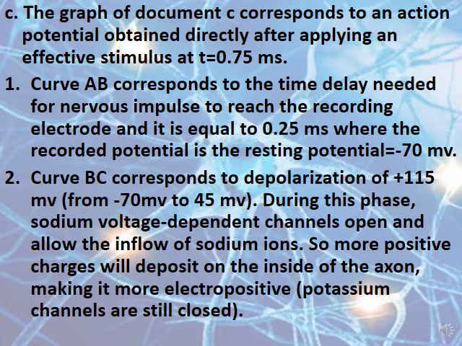0.75 millisecond. Curve AB corresponds to the time delay, the time needed for the nerve impulse to reach the recording electrode, and it's equal to 0.25 millisecond, from 0.75 milliseconds to 1 millisecond, where the recorded potential is the resting potential, minus 70 millivolt. Curve BC corresponds to depolarization of plus 115 millivolt, from minus 70 millivolt to plus 45 millivolt.